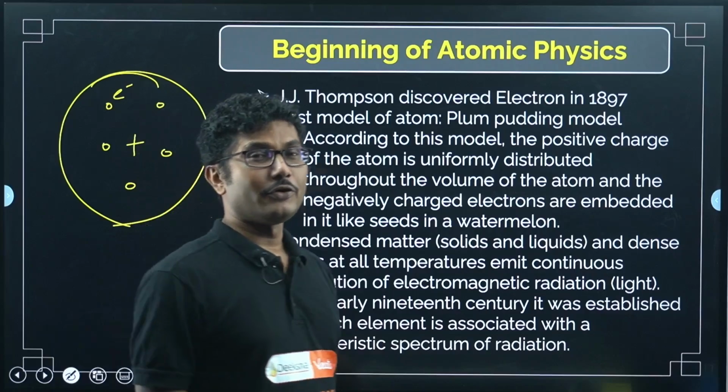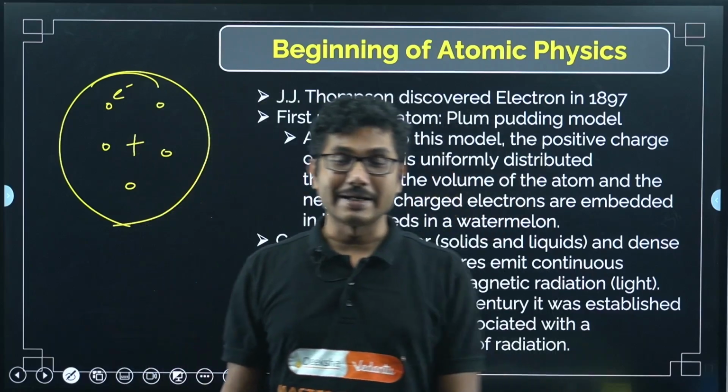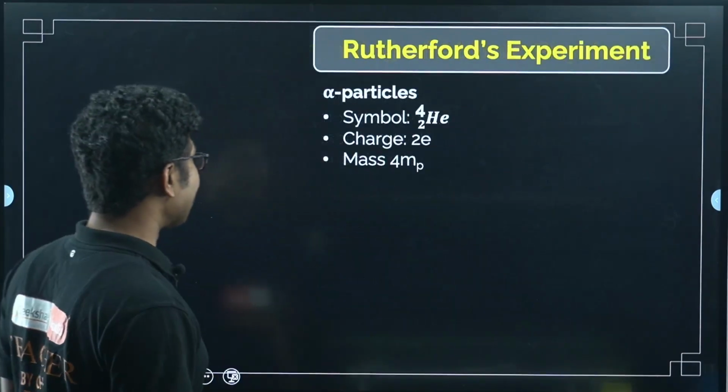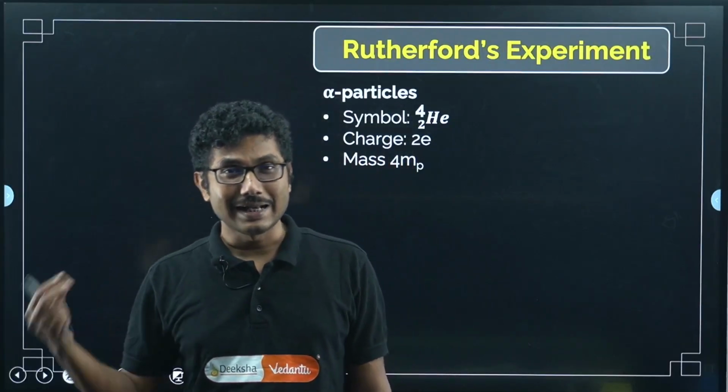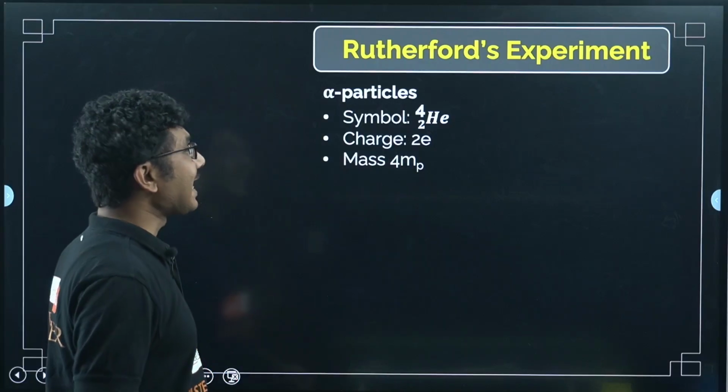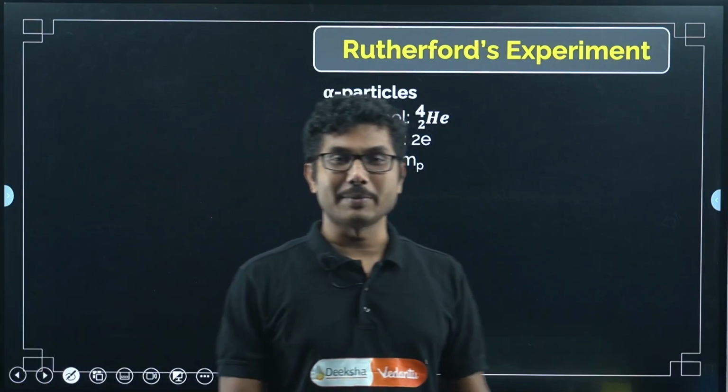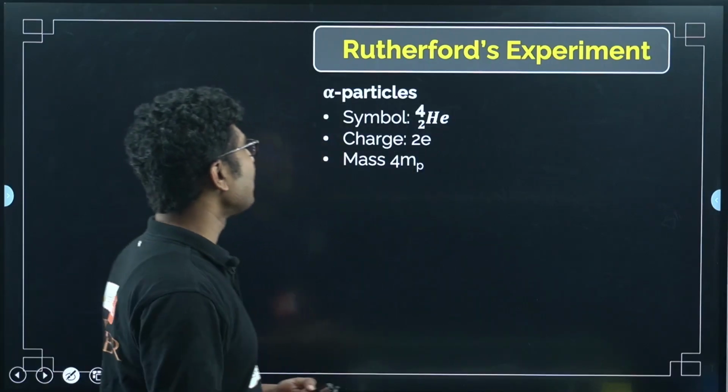So Rutherford started an experiment. It's called the Rutherford Geiger-Marsden experiment. It is also called the Rutherford alpha particle scattering experiment. So what is an alpha particle? Before going into the experiment, let us briefly understand what an alpha particle is.